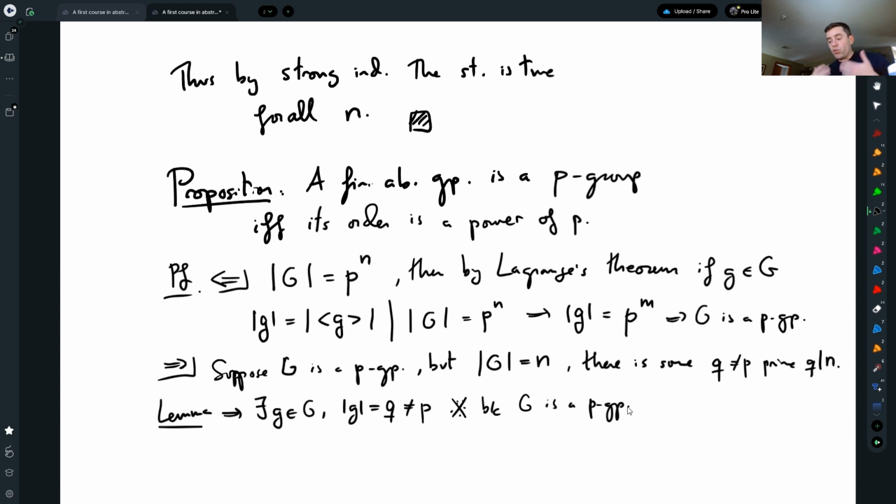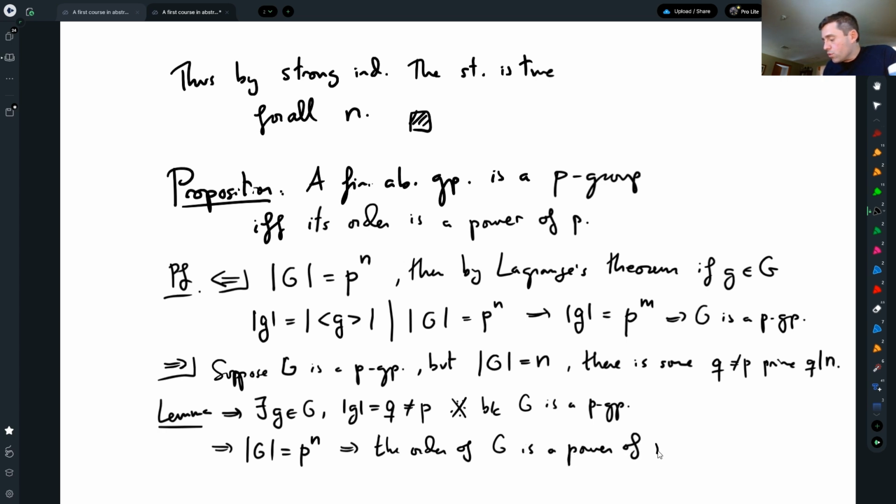So every element has to have a power of P for its order, but this one has order Q, which is a different prime. So the contradiction is with the existence of this Q. So that tells me that the order of G must be a power of P without any other primes in the factorization, and therefore the order of G is a power of P, which is what I wanted to prove.